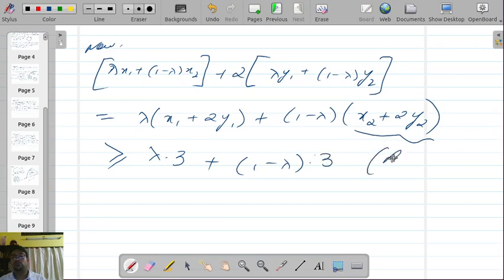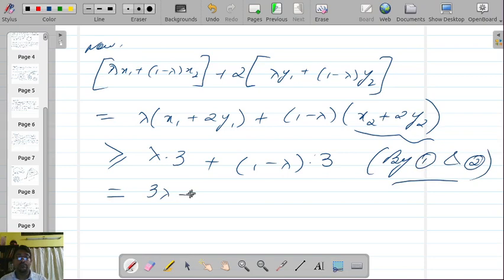Okay, so this we have obtained by 1 and 2. But what is this? This is actually 3 lambda plus 3 minus 3 lambda. Okay, so 3 lambda cancels out, this is actually 3.